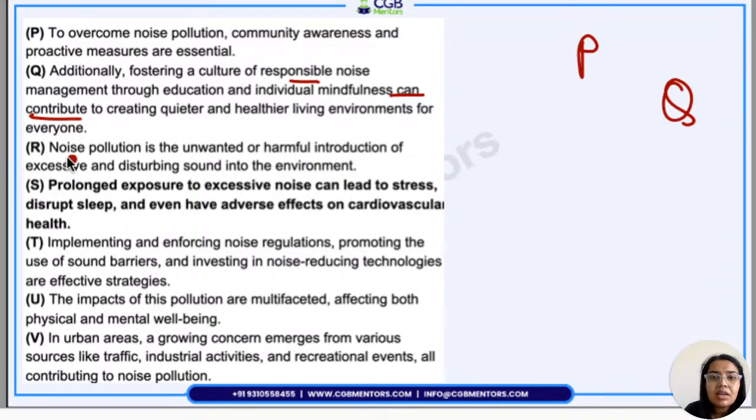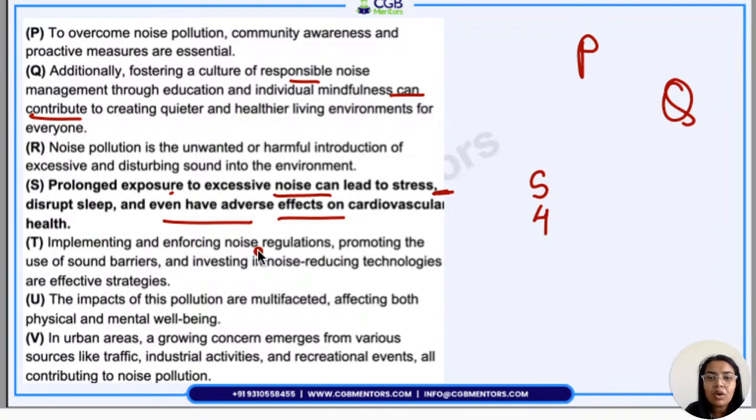R says noise pollution is unwanted, harmful introduction of disturbing sound into the environment. It is the definition. What is noise pollution? R is the definition. S is in its place: prolonged exposure to excessive noise can lead to, even have adverse effects on cardiovascular health. This is also the problem. So S at the fourth position is still talking about the problem.